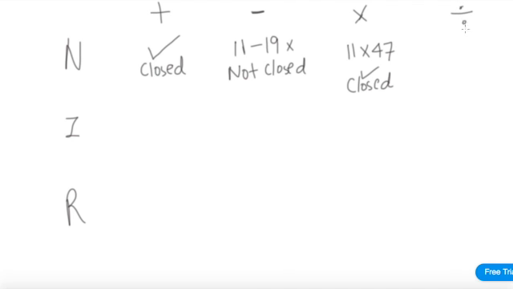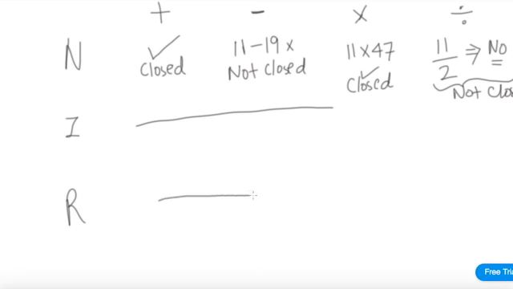And what happens in division? There is a number 11 and you divide it by another number 2. Do you get a natural number? The answer is no. You may get it sometimes. For example, 6 you divide with 3, you may get a natural number. But 11 divided by 2 does not give you a natural number. So, natural numbers are not closed in division. Similarly, we can find it for integers and similarly we can find it for rational numbers.